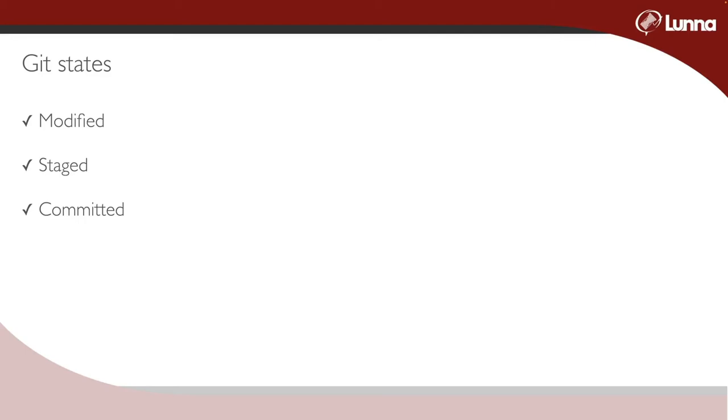So those are the three states. First you modify, you change something there. You stage it, you've marked it in its current version to go into your next commit snapshot. Then you commit, so you've stored it to your local database. That means you've taken a snapshot of that file at that point in time.